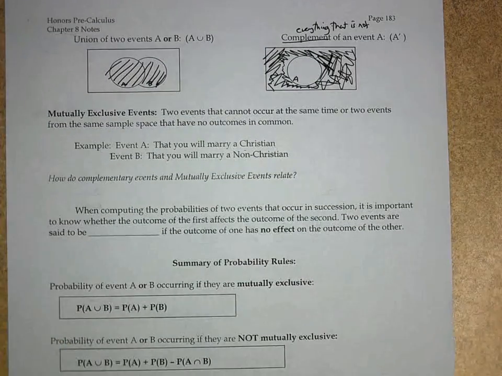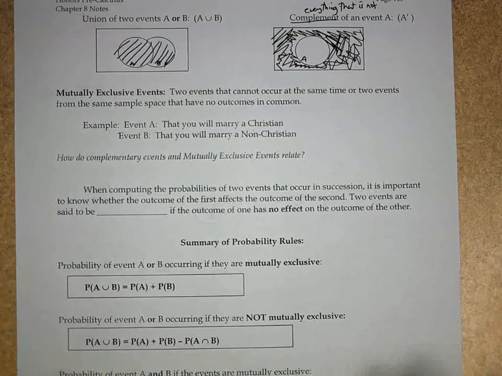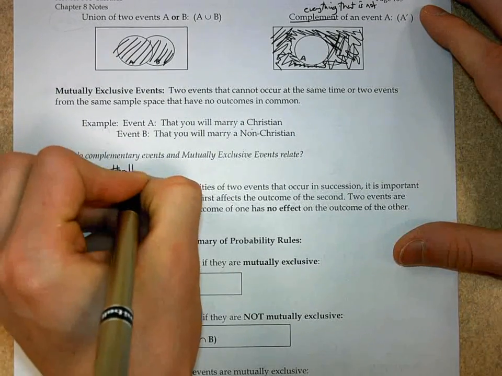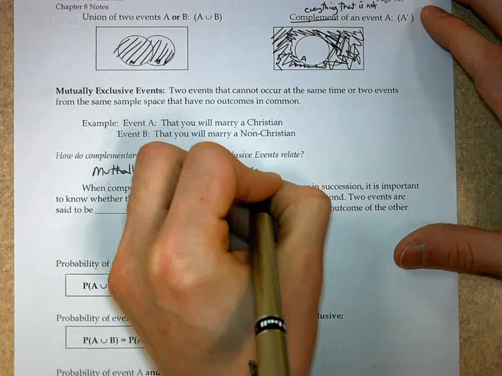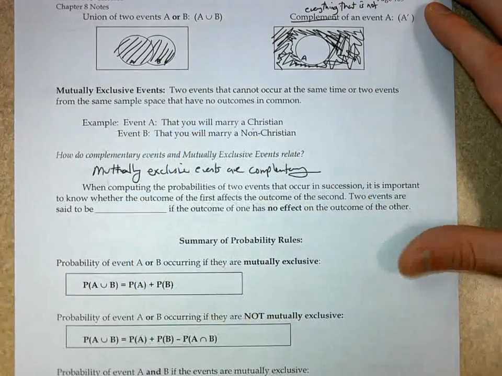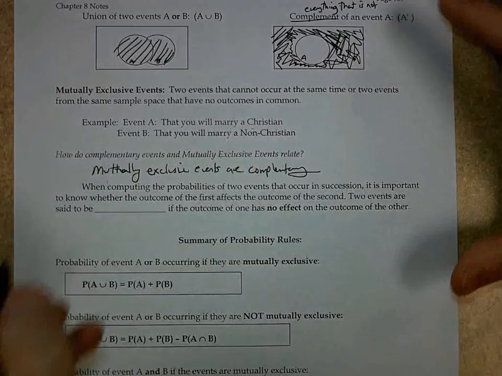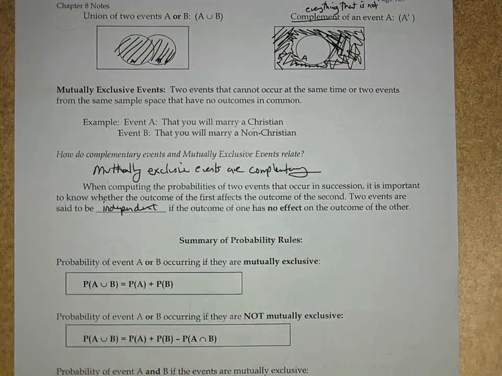And then finally, mutually exclusive events are 2 events that cannot occur at the same time, or 2 events from the same sample space that have no outcomes in common. You will marry a Christian, you will marry a non-Christian. Can't do both at the same time. So how do complementary and mutually exclusive events relate? Well, mutually exclusive events are complementary. They can't happen at the same time. And the last thing is that we can have independent events where one event does not affect the outcome of the other.